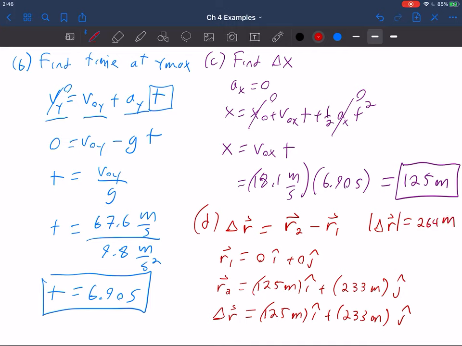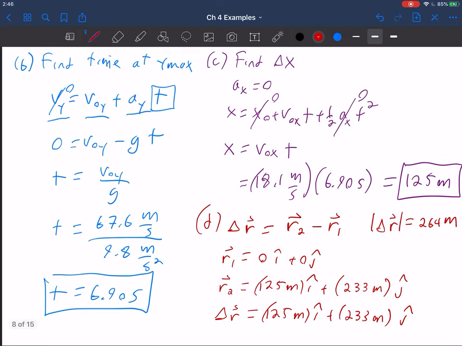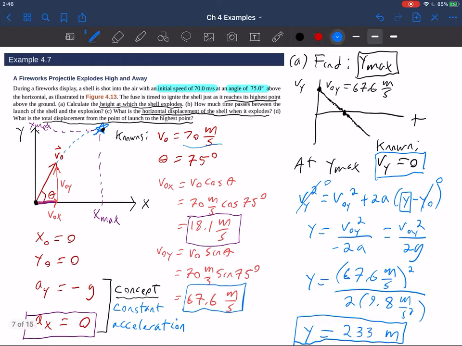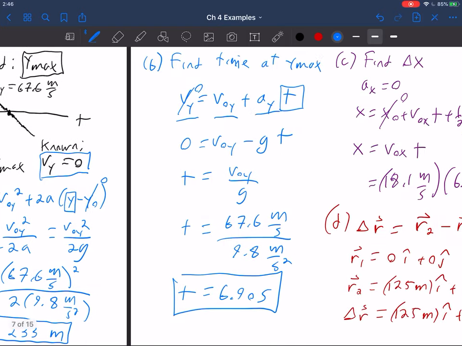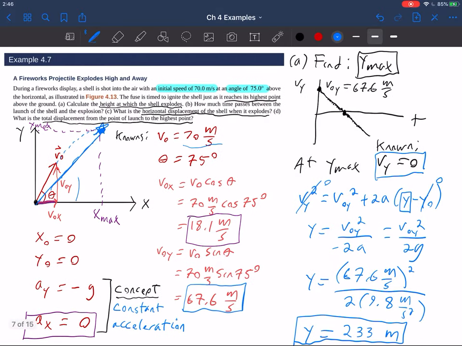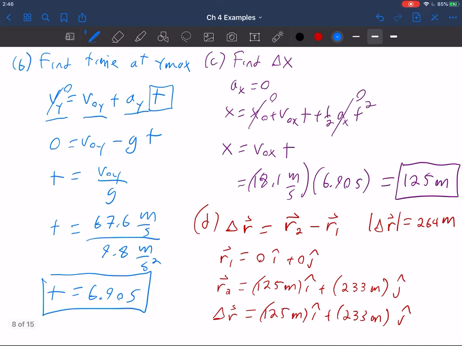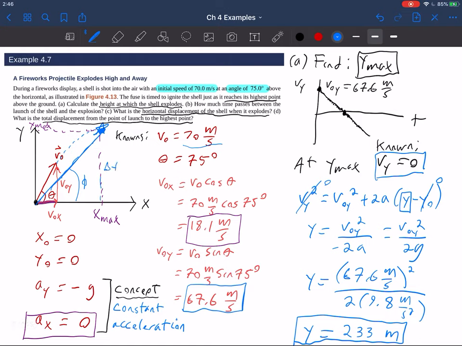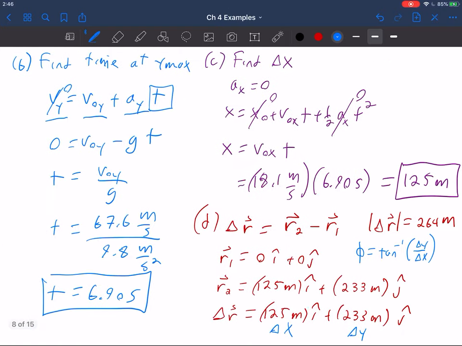We may also want to know the angle. So if this is where the projectile explodes and we just figured out this distance is equal to 264 meters, we may also want to know this angle. I'll call it angle phi. To figure that out, I can do phi is equal to tan inverse of the y component over the x component. So this is delta y over delta x, where this is delta y and this is delta x. To see why that is, this is delta y, it's opposite that angle, and this is delta x, it's adjacent to that angle. So to figure out that angle phi, I can plug into that equation and find that the angle is equal to 61.8 degrees.